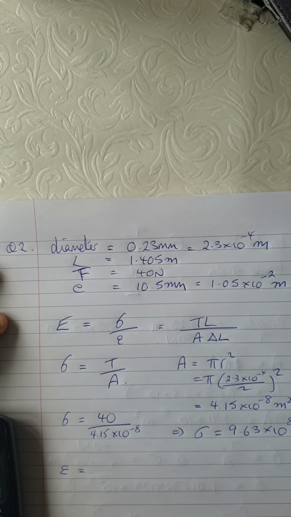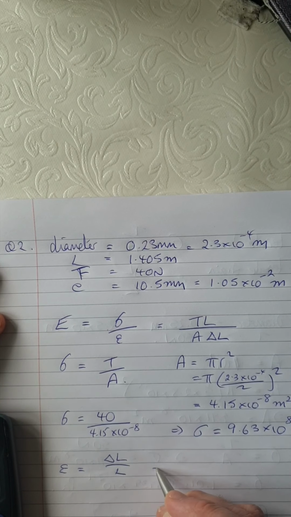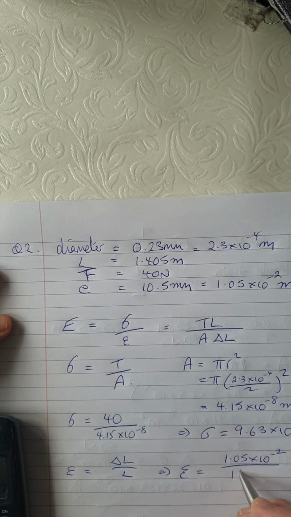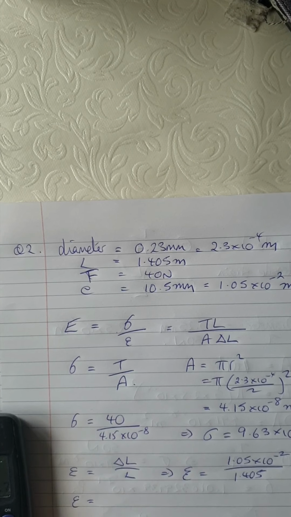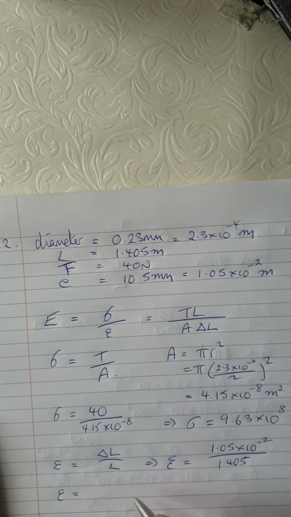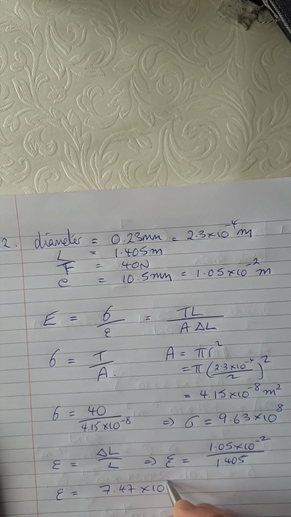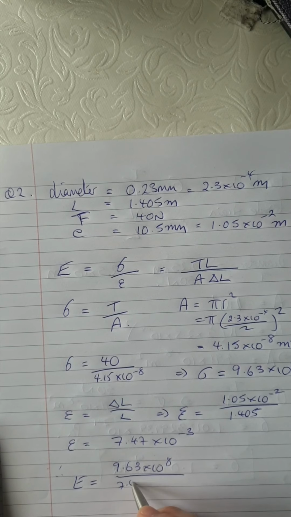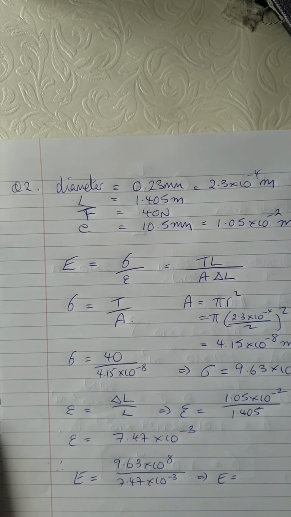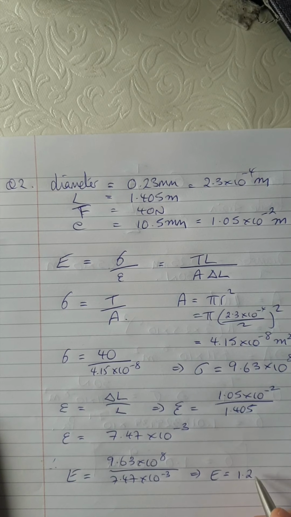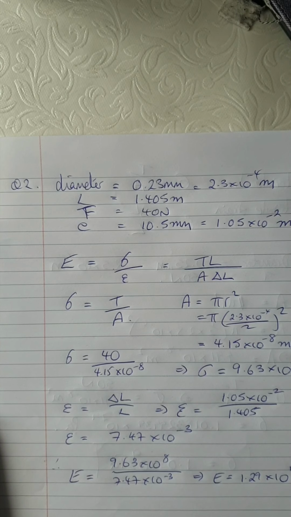The strain is equal to the extension over the original length. That gives me the strain is equal to 1.05 by 10 to the minus 2 divided by the original length, 1.405. And that has no units as it's a ratio of lengths. To give me an answer of 7.47 times 10 to the minus 3. Therefore, Young's modulus would be 9.63 by 10 to the 8 divided by 7.47 by 10 to the minus 3, to give me a value for Young's modulus of 1.29 times 10 to the 11, and the units are pascals.